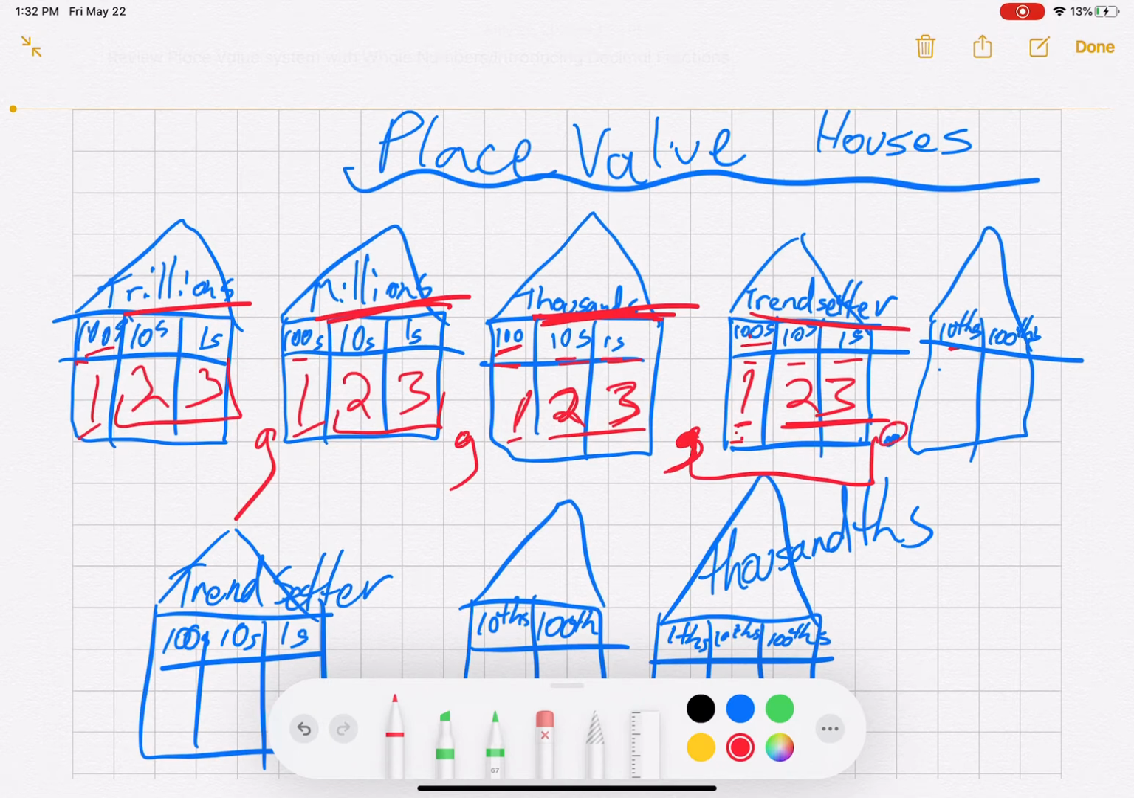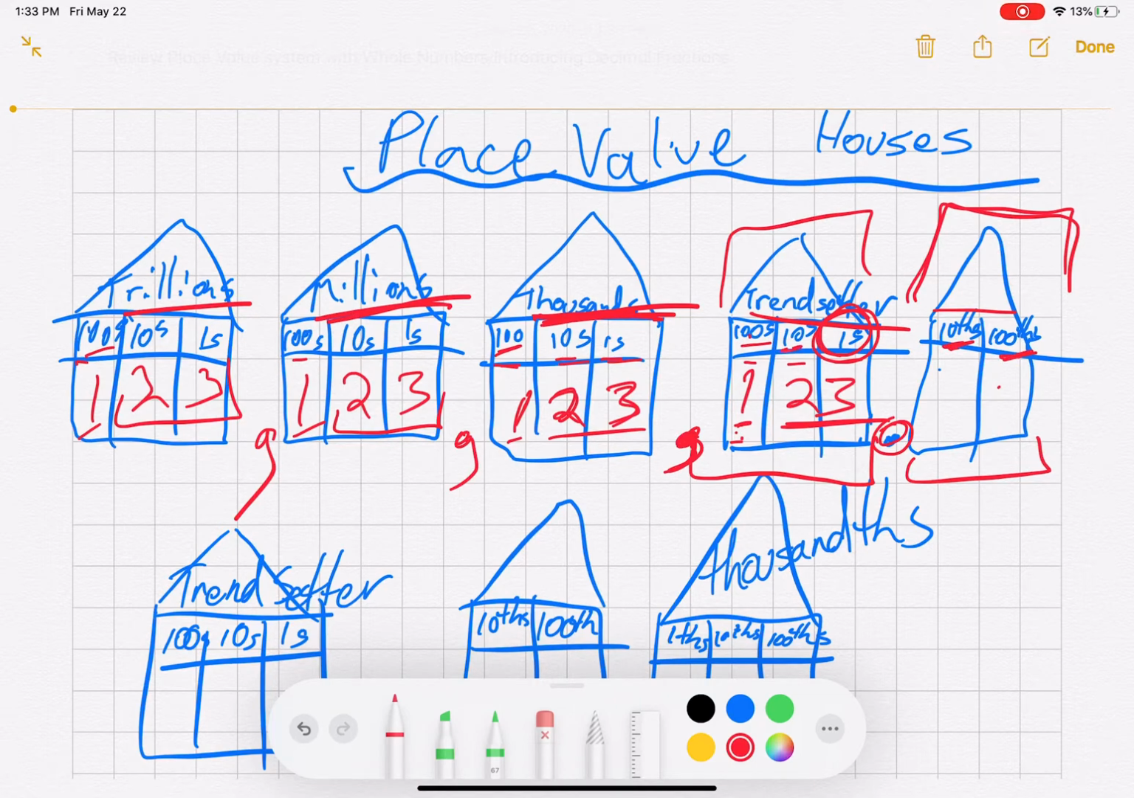There's the decimal. Now I'm looking at this house right here, and I want you to have a quick peek and see what is the difference between this house and the Trendsetter house. You should be noticing, hopefully, two things. What I'm hoping you notice is that there is no ones column. There are only two columns here, the tenths and the hundredths.